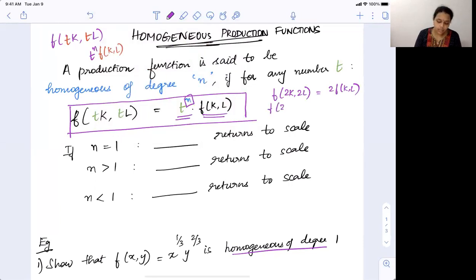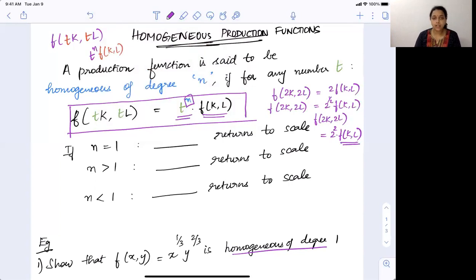Suppose I have 2k and 2l, so I'm doubling my inputs, but my output is only going up by the square root of 2. It's increasing, but by a smaller proportion. Then this function is homogeneous of degree n, where n is now less than 1. Suppose I double my inputs and my final output is 4 times the original one. Inputs are doubled, but output is getting quadrupled. And this is a production function that is of degree 2.